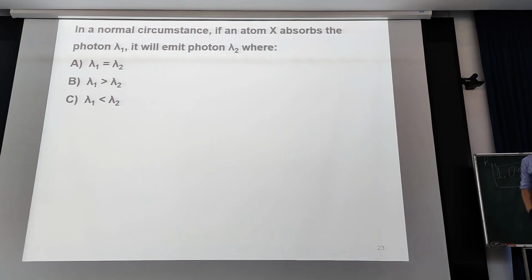Now, question. In a normal circumstance, if atom X absorbs the photon lambda 1, it will emit the photon lambda 2 where A, lambda 1 equals lambda 2. Second, lambda 1 is longer than lambda 2. And 3, C, lambda 1 is shorter than lambda 2. What could be the correct answers?